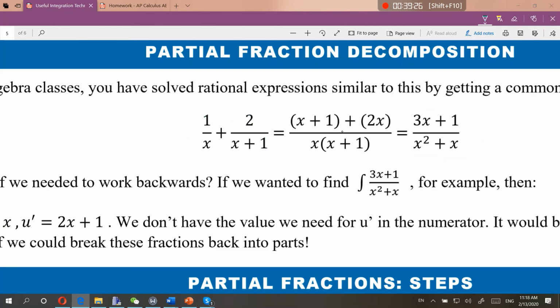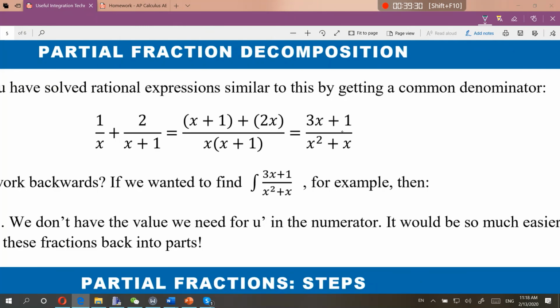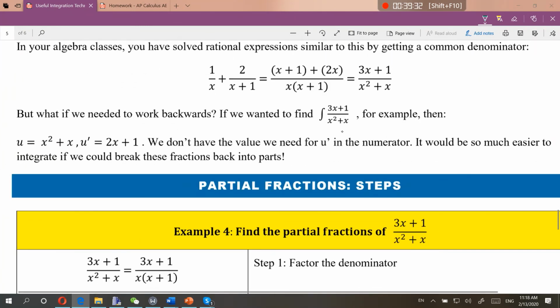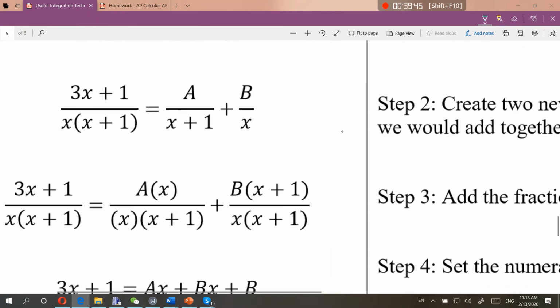Then what we could do is I would factor the bottom first. Okay, so I'm going to factor the bottom first. This is x times x plus 1. And I'm going to assume that there are some factors we have not found yet, a over x plus 1 and b over x, that we could split this fraction into.